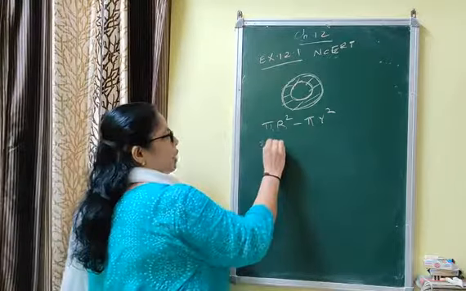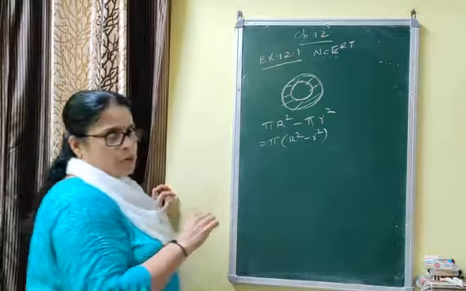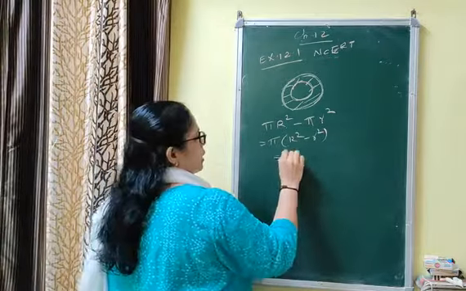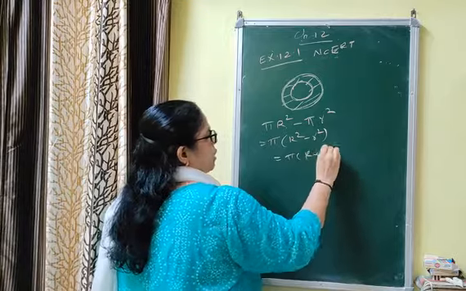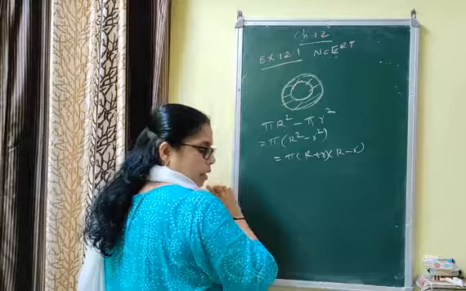इस तरह के क्वेश्चन में pi कॉमन लेना, then R square minus r square. As I told you, first of all simplify the formula, then write the values. That is pi into R plus r into R minus r. तो आपको बड़े बड़े नंबर देंगे तो उसको स्कोर करने की दिक्कत नहीं आएगी.